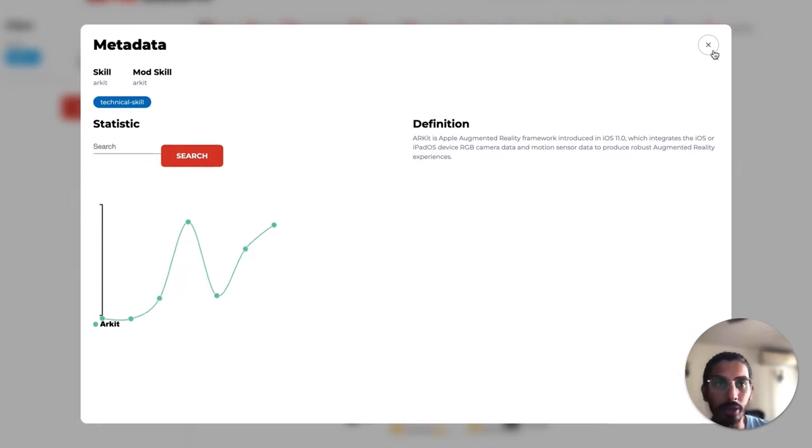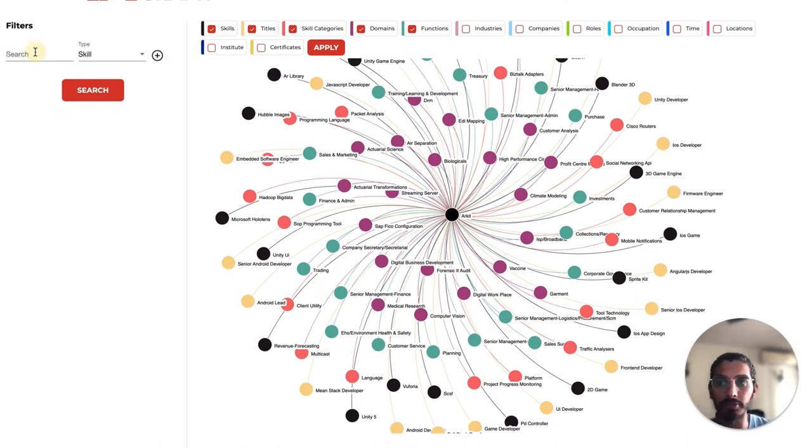Now let's look at one more example where we can see some different kind of skills. So I'm just putting in print marketing as a skill.